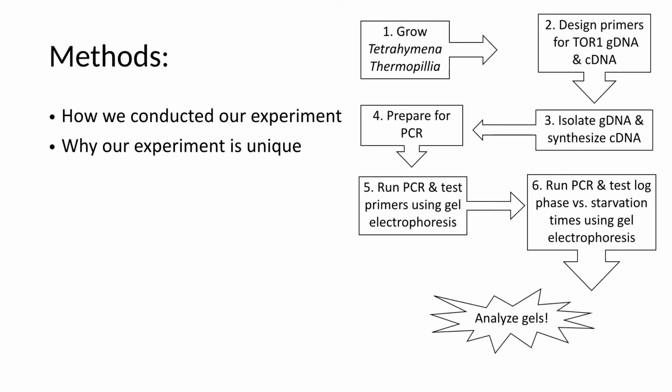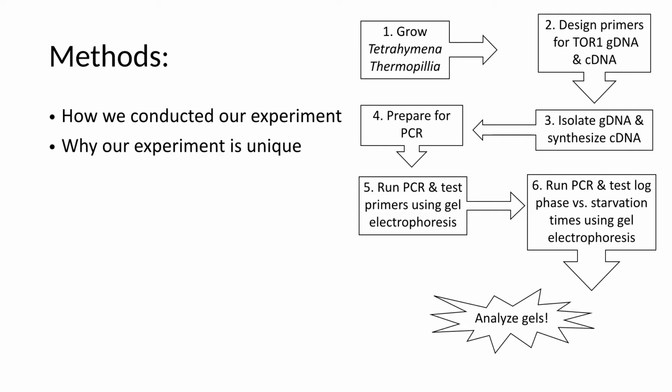For our methods, first we grew our Tetrahymena thermophila that had the DNA we are going to use in this experiment. Second, we designed our primers for the TOR1 gDNA and cDNA. Third, the gDNA was taken from the Tetrahymena thermophila and was then used to synthesize the cDNA. Fourth, we prepared to run our PCRs by finding our concentration, sample sizes, and controls.